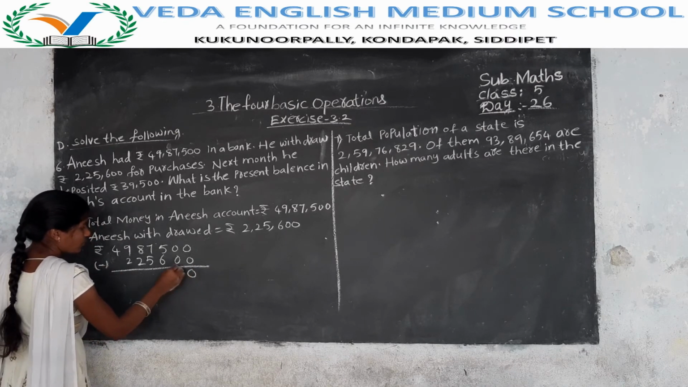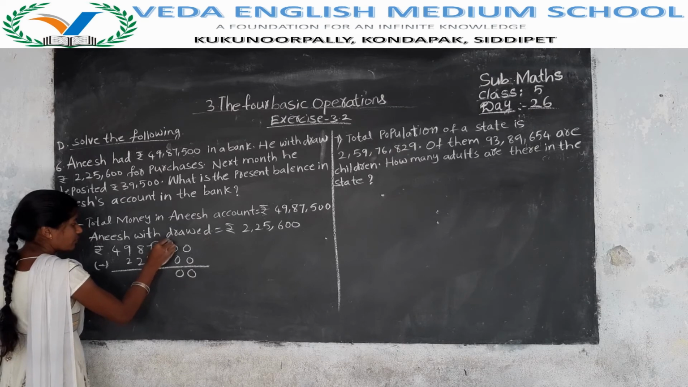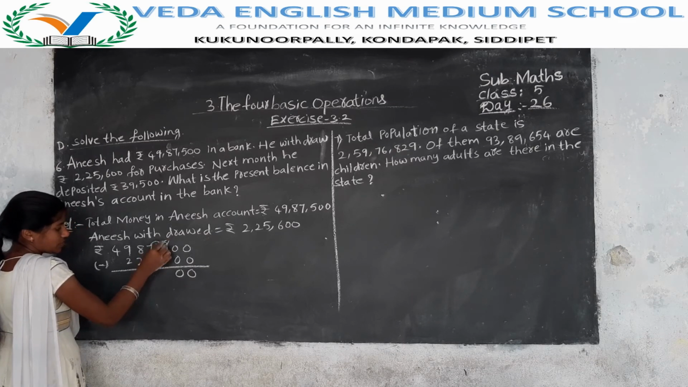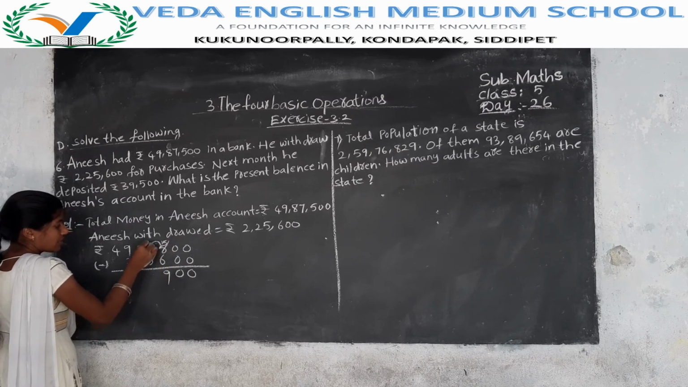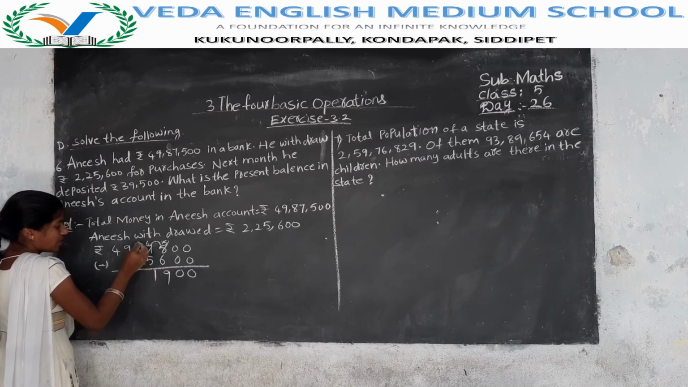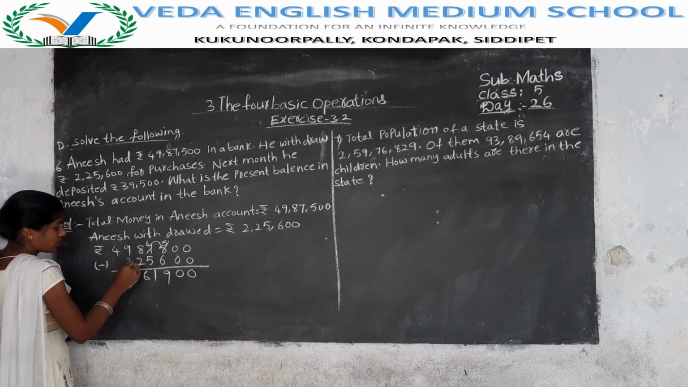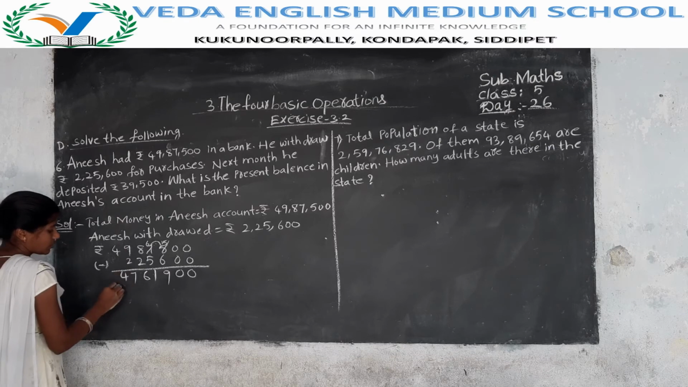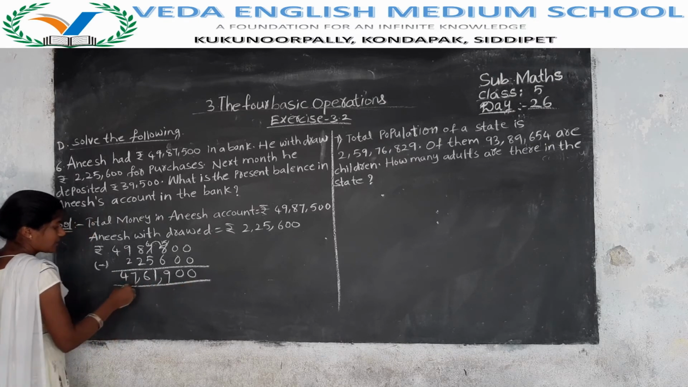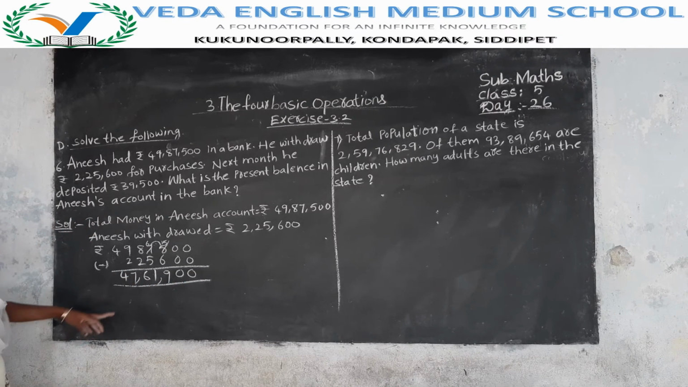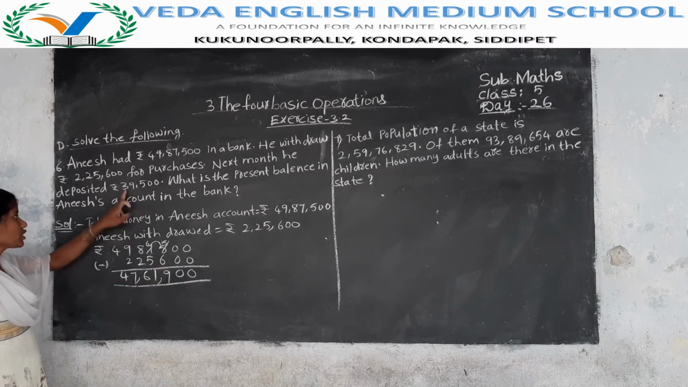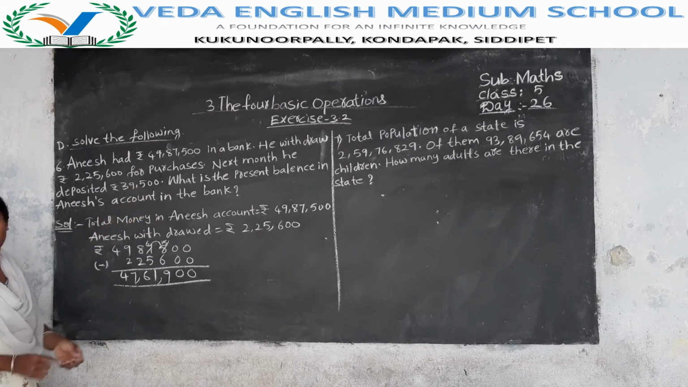Subtraction: 0, 0, 5 minus 6 not possible, it becomes 15. If you take borrow, 10 plus 5, 15. 15 minus 6 is 9. 7 becomes 6, 6 minus 5 is 1, 8 minus 2 is 6, 9 minus 2 is 7, 4 as it is. So after taking 2,25,600, in Anish's bank account he has 47,61,900. In the next month he deposited 39,500.